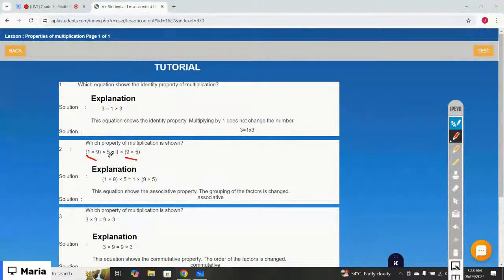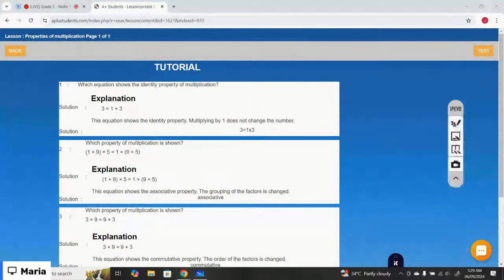And at the end, you multiplied by 5 here and 1 multiplied by 1 here. Both sides must have the same answer. When you have numbers like this, where both sides have the same numbers, just the multiplication order is different, that is known as the associative property.